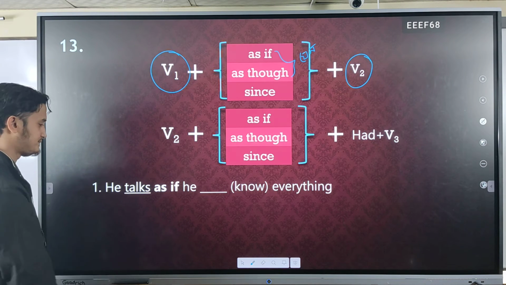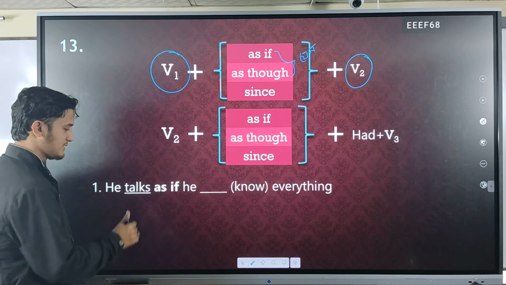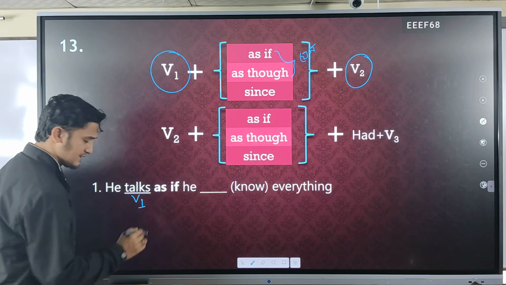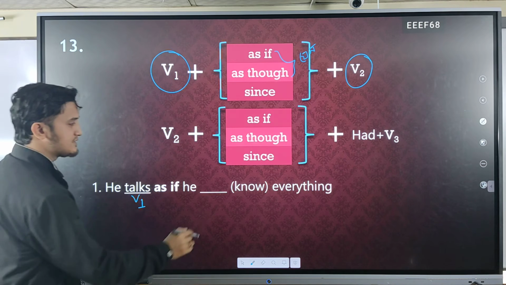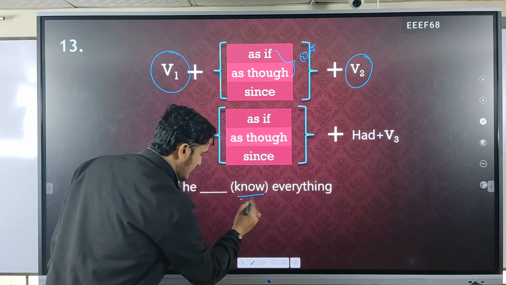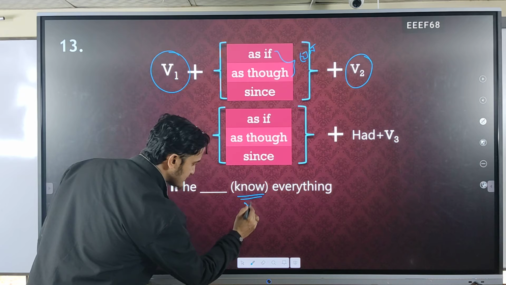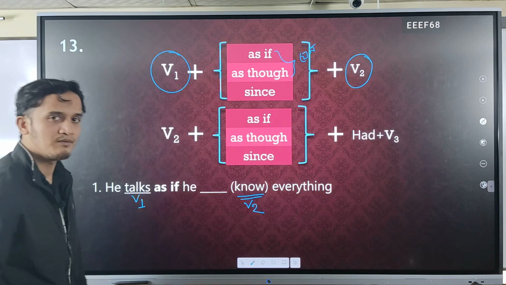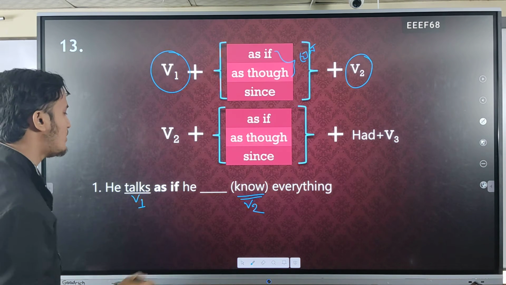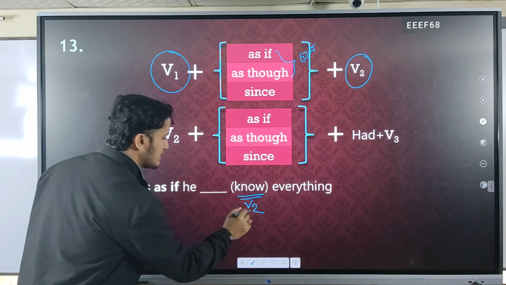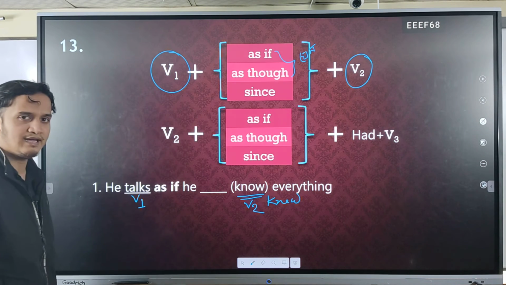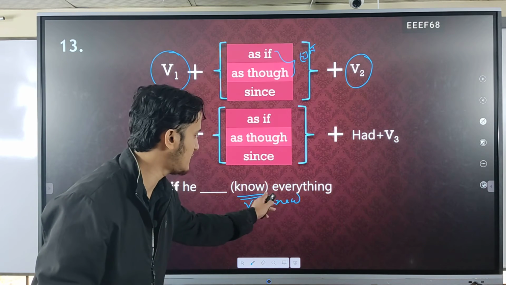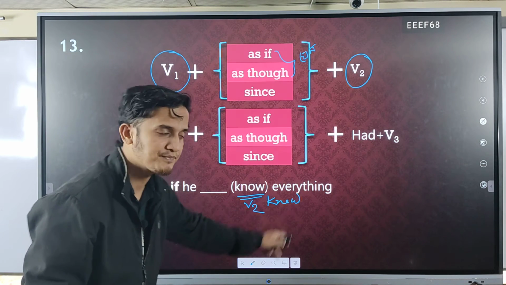See the example here. He talks. এটা কোন ফর্মে আছে? In the base form. He talks as if. As you know from the structure, we have to transform it into the V2. V2 means simple past form. So what can you write? He talks as if he knew everything. Right? Here you see, you have to transform the verb into the simple past form.